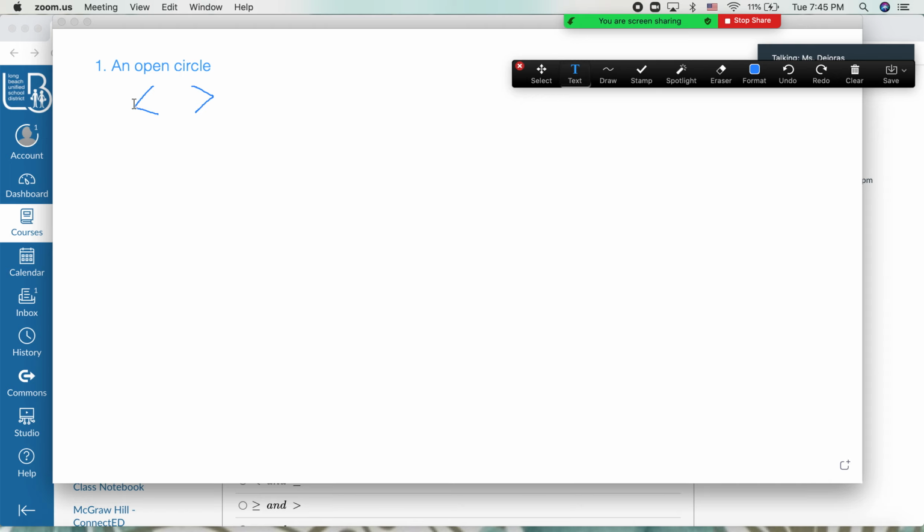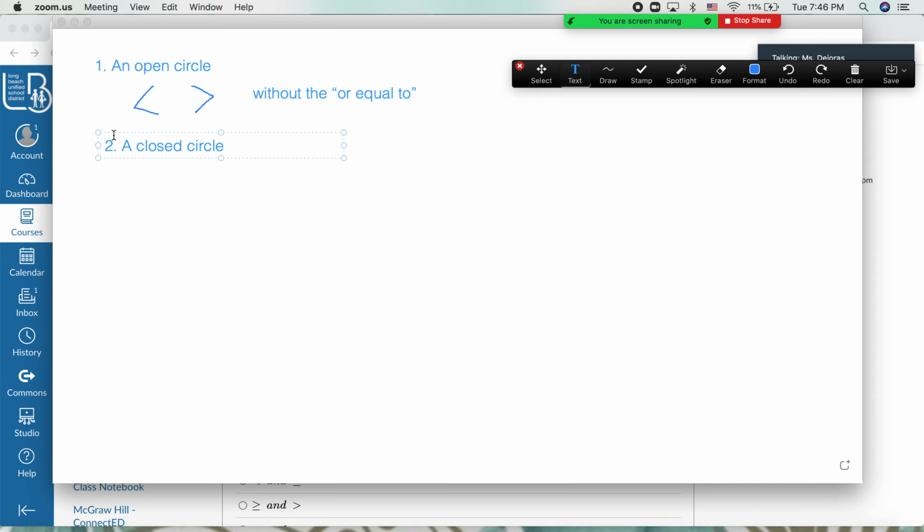So when we have less than or greater than, that is when we are going to be using an open circle on our graph. So in other words, an open circle is going to be used for the inequalities without the or equal to part to it. So again, this is just less than, this is just greater than. All right.